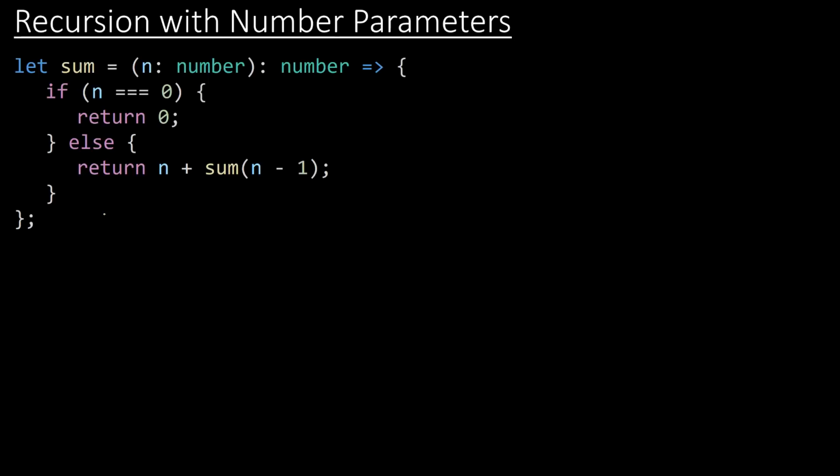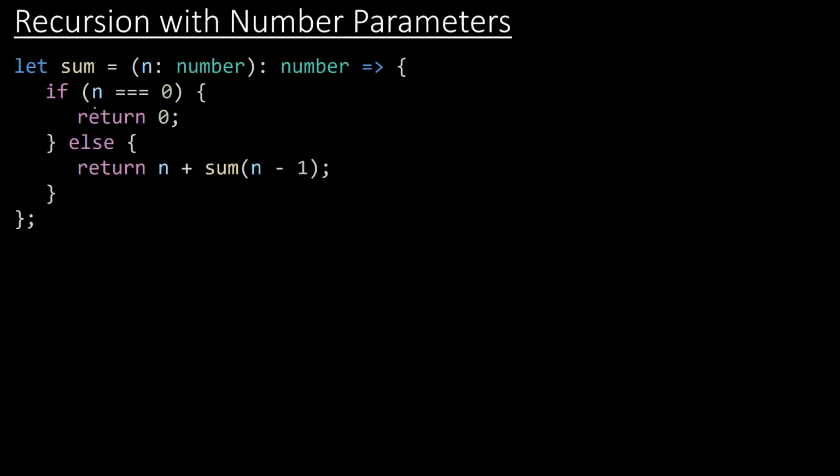Let's explore a function that uses recursion and a number parameter. So here we have a sum function. Its purpose is going to be to add up all of the positive numbers between 1 and the n parameter that is provided. This is a function that takes a single parameter and will return to us a number when it's done computing.